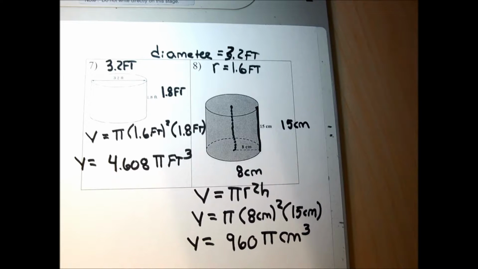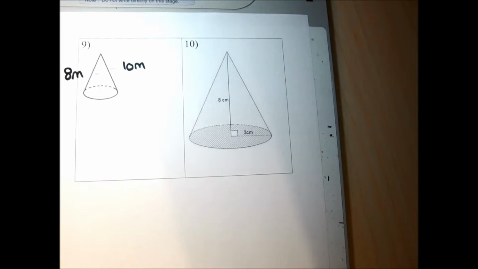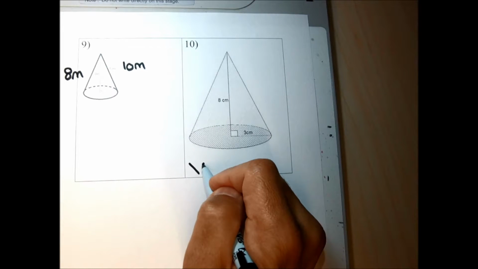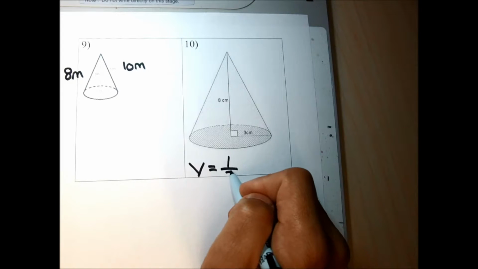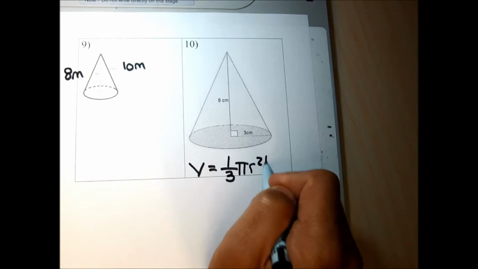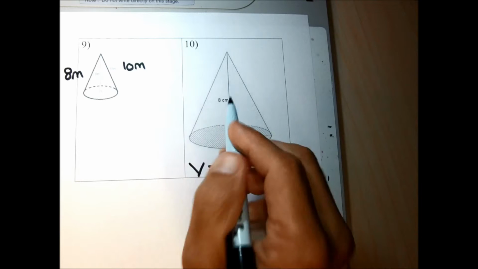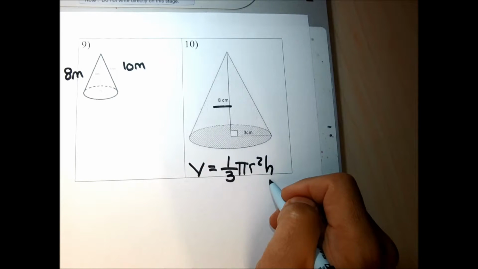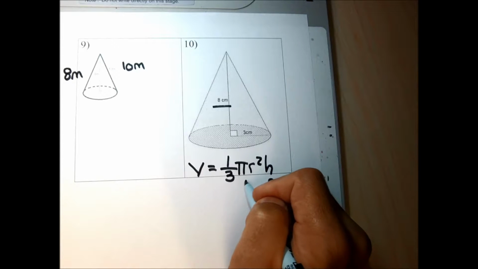Alright, let's keep plodding along. 9 and 10 are cones. Again, I don't have these formulas memorized. The volume for a cone is 1/3 pi r squared h. And again, I gave you the harder problem, which is unlike me. In my problem, it's easy. The h is the 8 centimeters, and the r is the 3 centimeters.